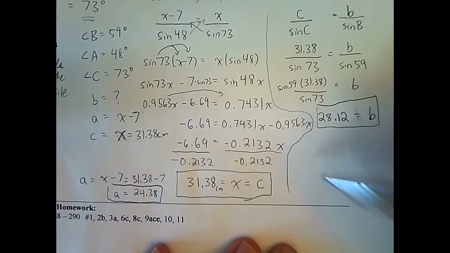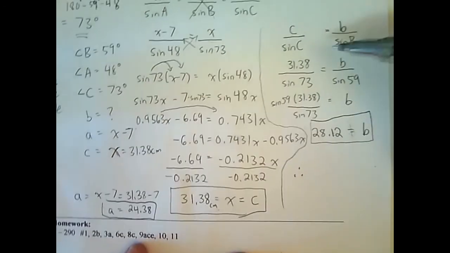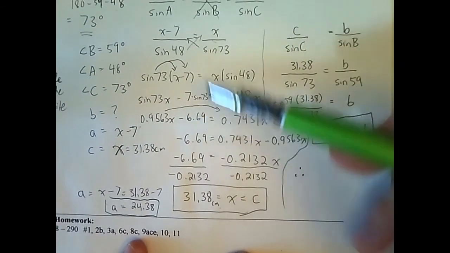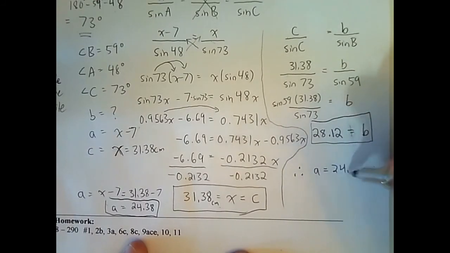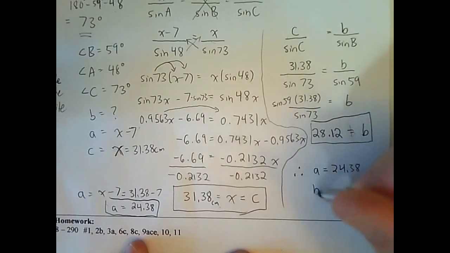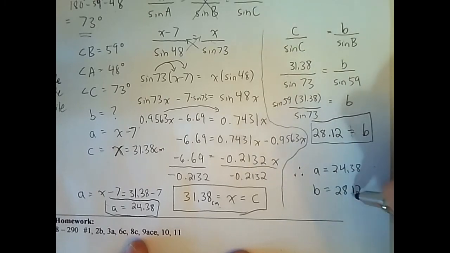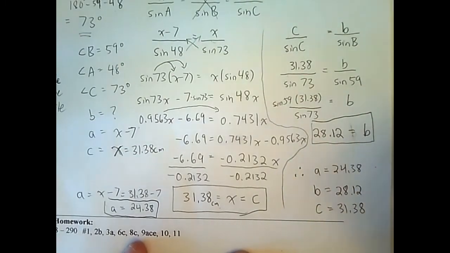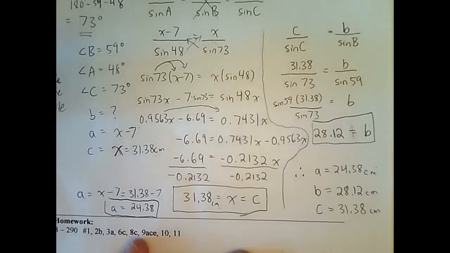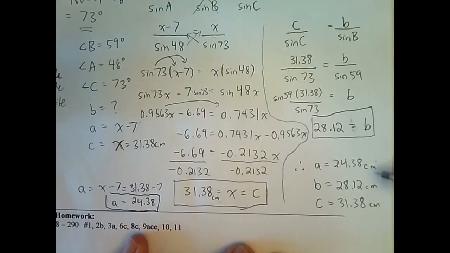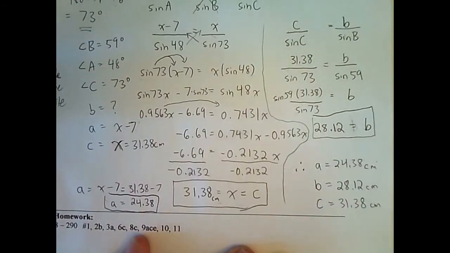So we can write our therefore statement. All we did here was use our sine law, and we just had to incorporate some of the values that we solved for from over here. So therefore, side A is equal to 24.38, side B is equal to 28.12, and side C is 31.38 centimeters. So these values seem relatively close. We don't have 1,024 centimeters for one of these, or 1 centimeter. So these all seem like they're in the right place, so it seems pretty good.